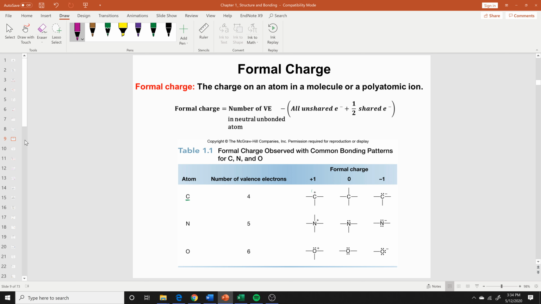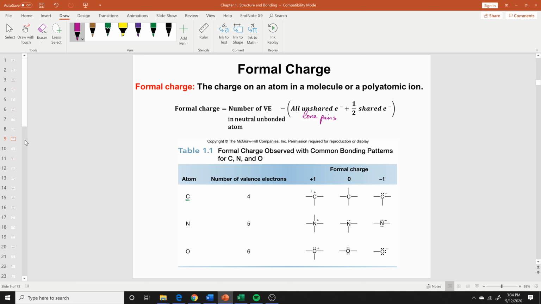So if you want to calculate the formal charges using this equation, formal charge is equal to the number of valence electrons. So you look at the element, see what group number that is, minus all the unshared. The unshared are the lone pairs. Minus, the minus goes in there. So it's going to be minus half of the shared. Not plus, it's going to be minus half of the shared. The shared electrons are electrons that are shared between the element and the sigma bond.